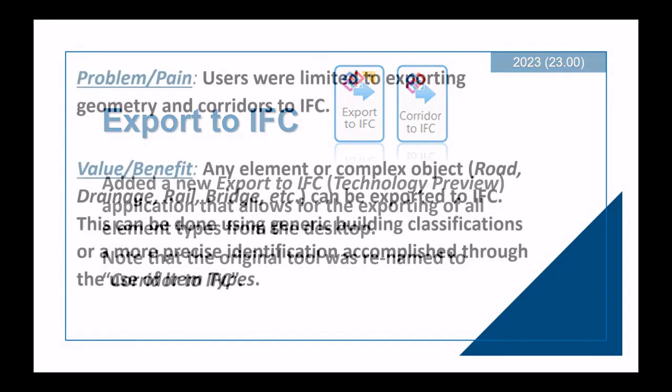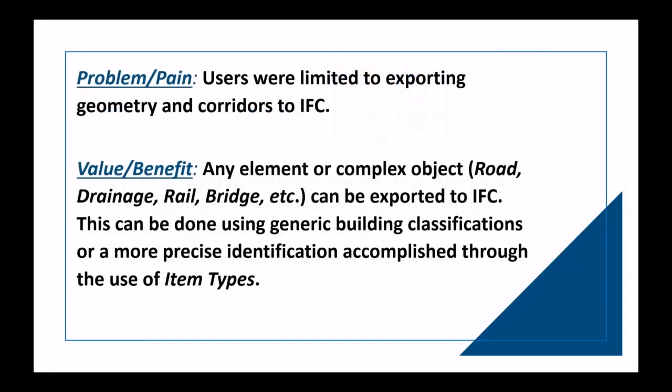The pain that we're trying to deal with here is that in the past, you were limited to exporting geometry and corridors. With this tool that we're introducing in 2023, all of those limitations are now gone. Any element or complex object, it doesn't matter if it's a road object or drainage or rail or bridge, whatever it is, can be exported to IFC. Now, you can take them out as generic or just proxy building classifications if you want to, or you can be very precise about their classifications through the use of item types.